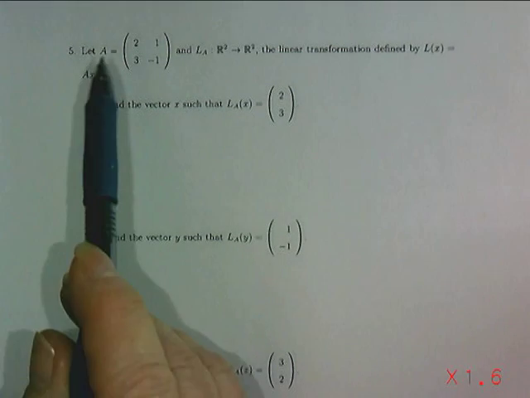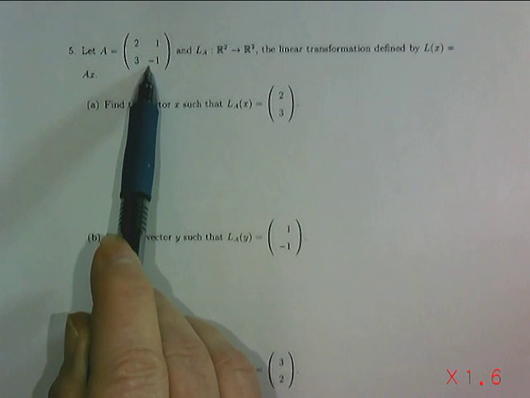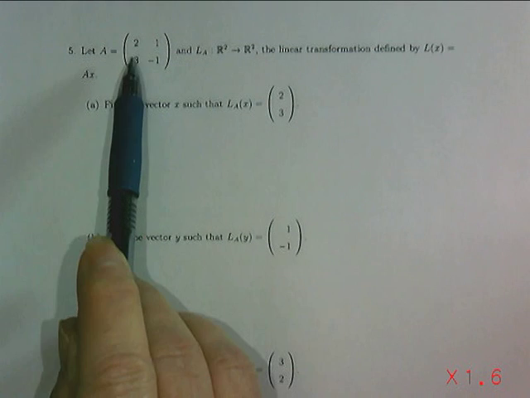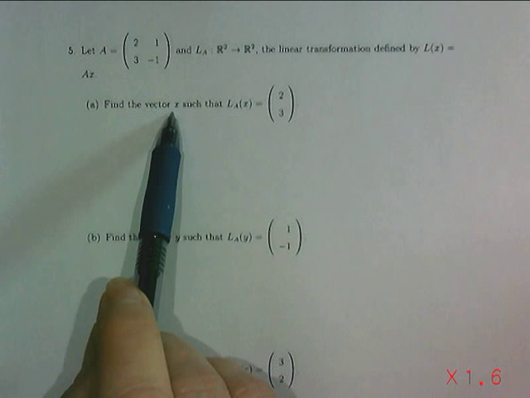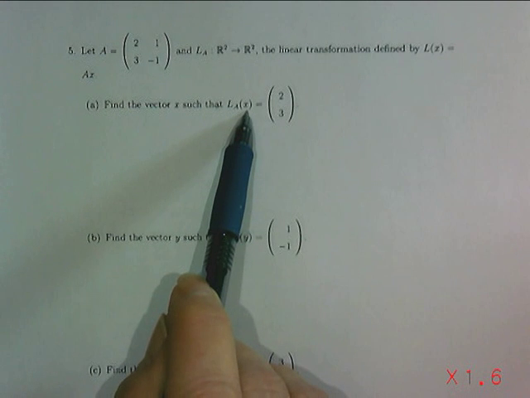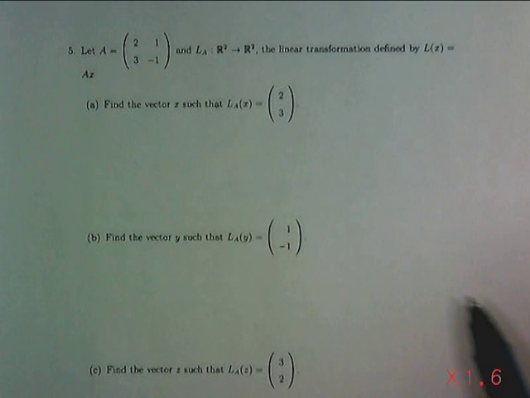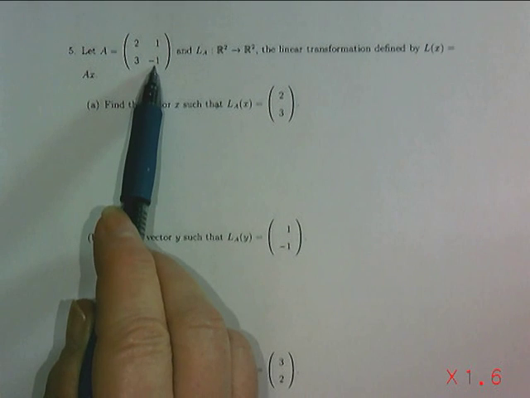Okay, in number 5, we have this matrix A that's a 2 by 2. And we have a transformation corresponding to A. What we want to do is find the vector x such that the transformation corresponding to A maps that vector into the vector 2, 3. Well, what do we know about the relationship between the transformation and the matrix A?